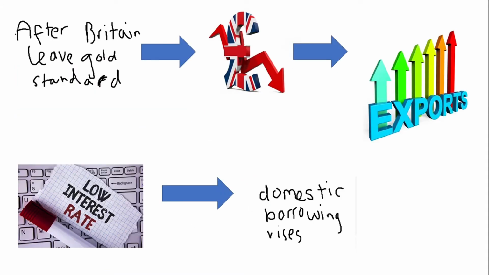But in 1931, the government was forced to take the country out of the gold standard, and so the value of the pound fell by 25%, and interest rates were cut to 2.5%, which increased domestic borrowing, while the fall in the exchange rate increased exports.